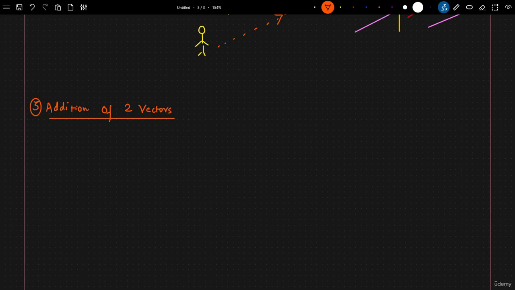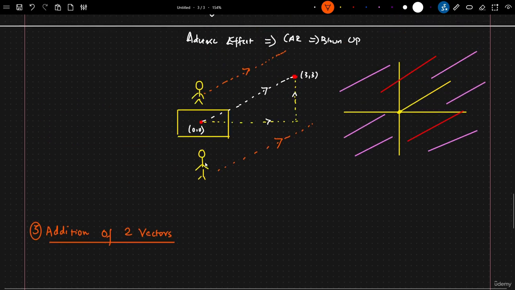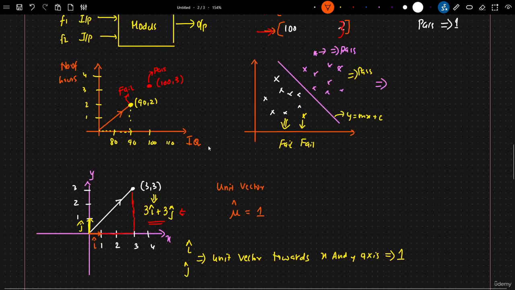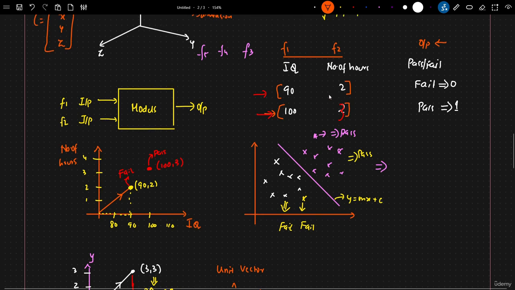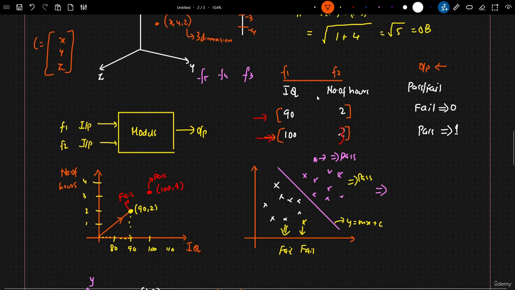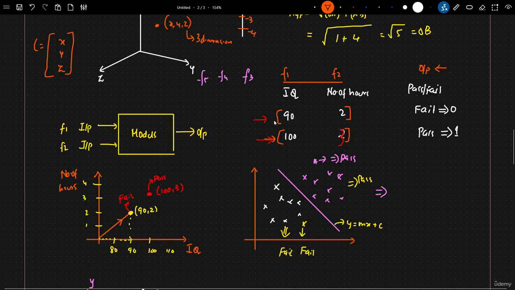Hello guys, so we are going to continue the discussion with respect to linear algebra, and in this video we are going to discuss the addition of two vectors. So in short, now we are going to move towards mathematical operations that we can specifically apply on vectors. Already in our previous video we discussed how we can represent a vector in 2 dimensions, 3 dimensions, and it can be any number of dimensions in short, right? And we are also seeing the application with respect to data science.